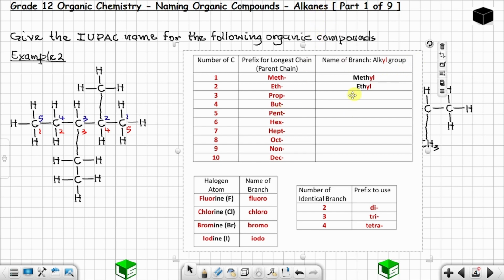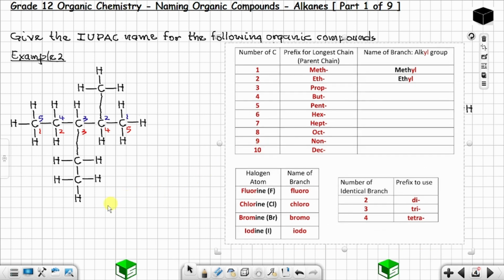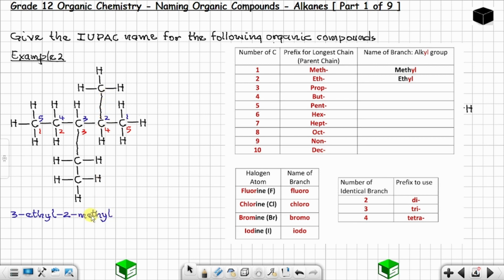Okay, let's see that. Let's name that. So you have 3-ethyl, which is this one. You can see it located on carbon number 3. And then you have on carbon number 2, you have 2-methyl, which is this one. And you follow it by pentane. Can you see? Pentane.